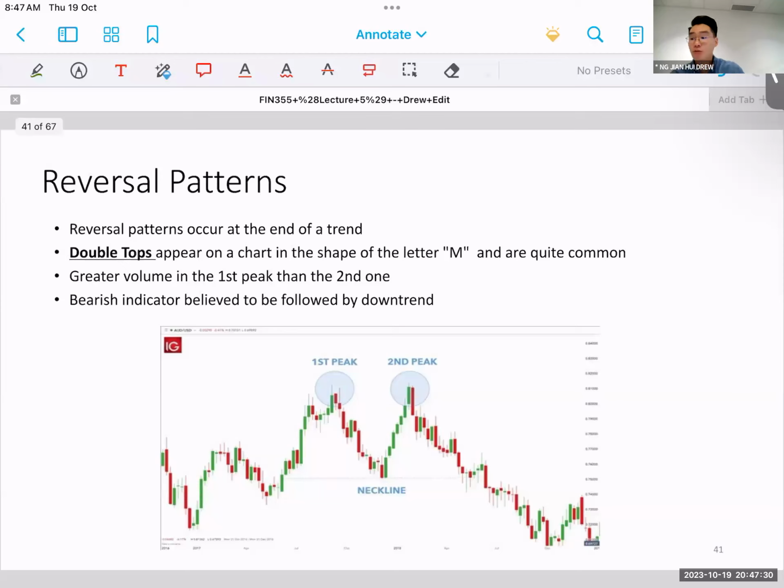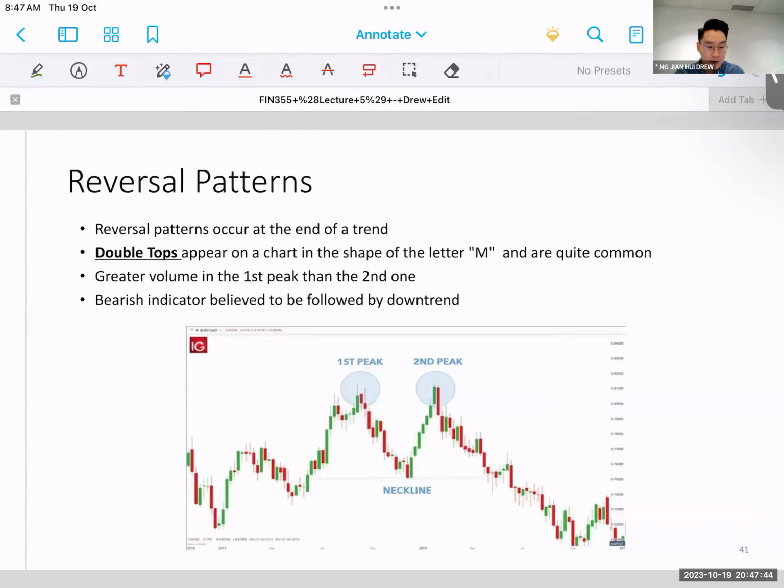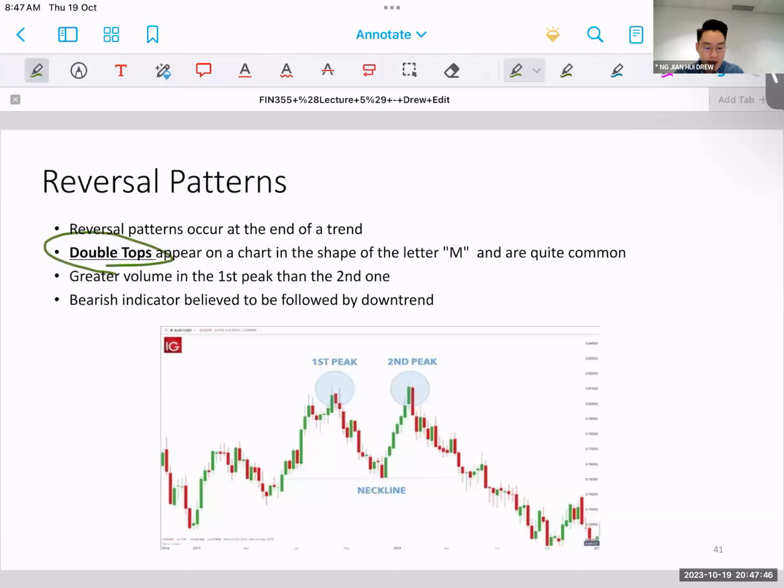All right, so those are continuation patterns. Now we have reversal patterns. Reversal patterns mean that after you reach certain peaks, it will reverse. In this sense, it's a double top. What happens in a double top? It's like an M shape. When it goes up like this, you know it's going down. Once it hits the peak, it's going down. And then if you go up again, you know it's going down. So there are some reversals.